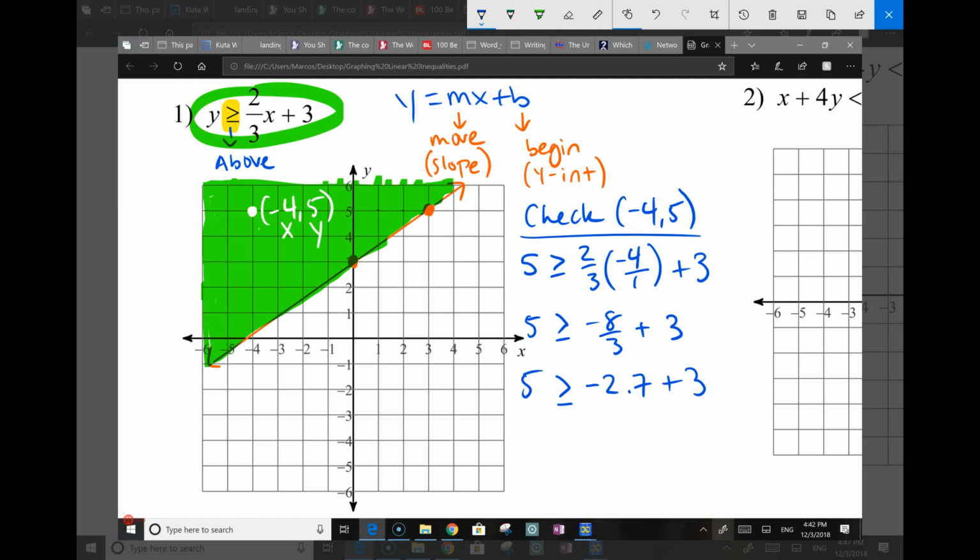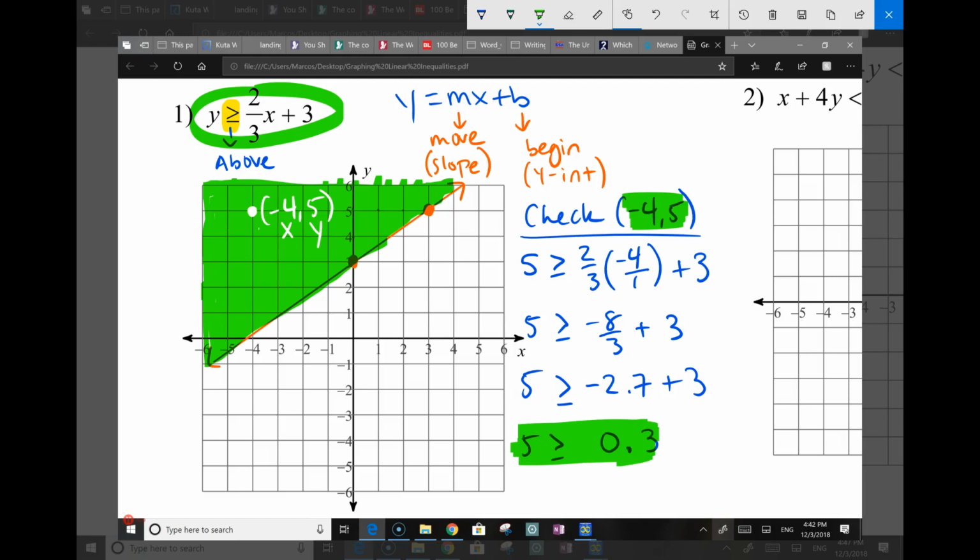And if I were to then subtract these two numbers, I would get 5 is greater or equal to negative 0.3, positive 0.3. Now you want to analyze this and ask yourself, okay, I checked my values, negative 4 and 5, and this is the outcome of that. I got 5 is a number which is greater than 0.3.